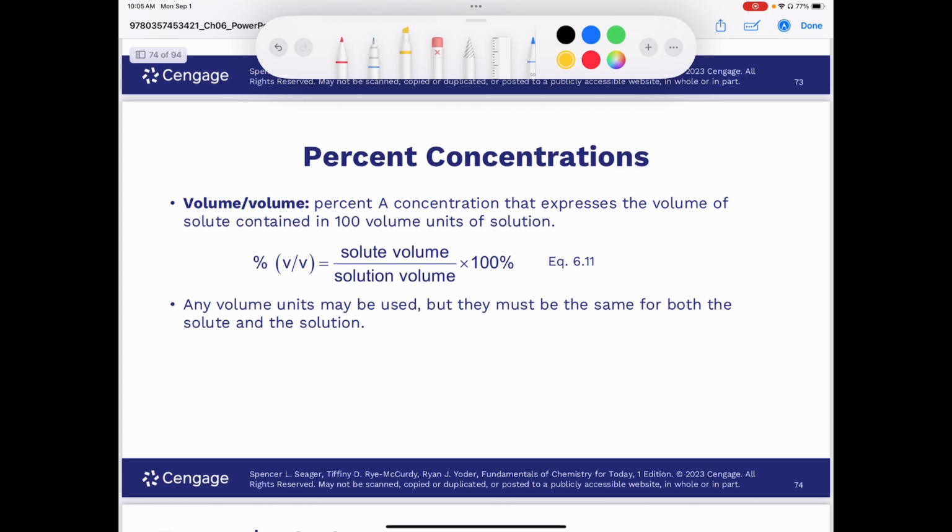I would also recommend memorizing volume over volume percent, and you can probably guess that it's a concentration that expresses the volume of solute contained in 100 volume units of solution. And so it says here any units can be used, but they must be the same. So let's say you use milliliters here, you'd want to use milliliters in the denominator as well. Again, I recommend memorizing percent volume over volume.